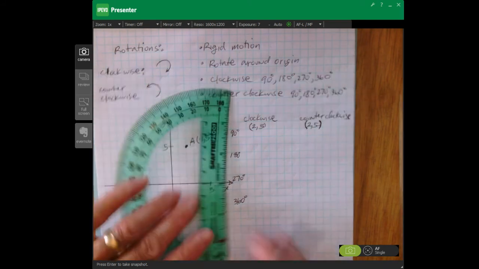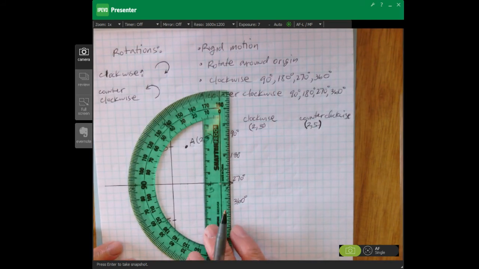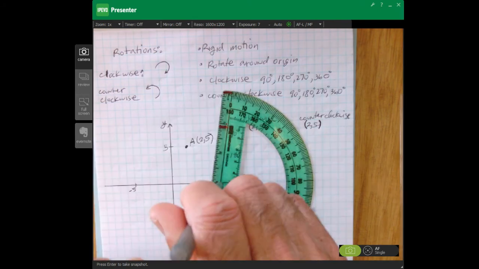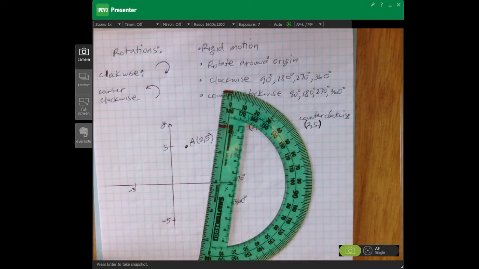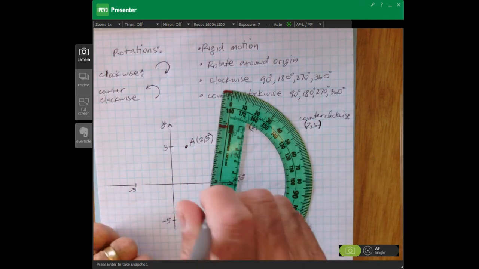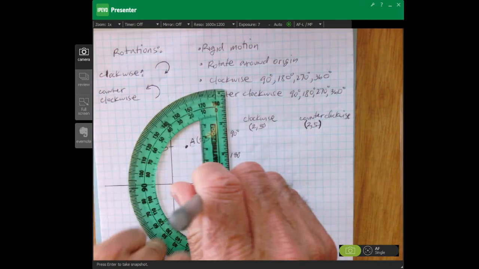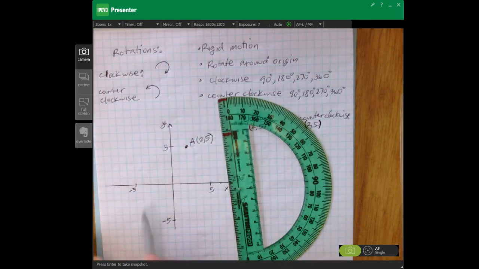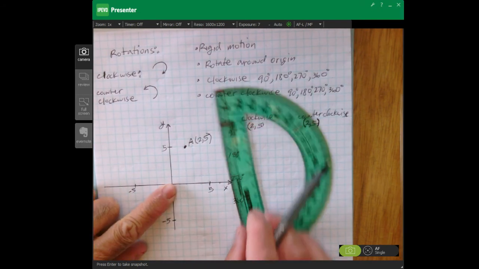A rotation is a little bit different. A rotation is a spin. You can spin something around a point, and that point can be in any location. It can be on the figure itself, so we spin like this, or it can be around another point that's not part of the object. So for instance, it could spin around like this.